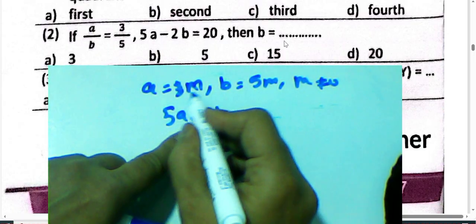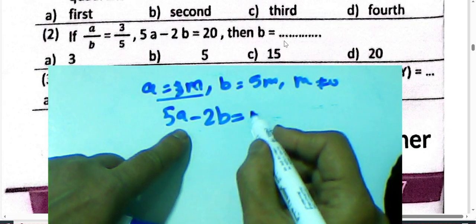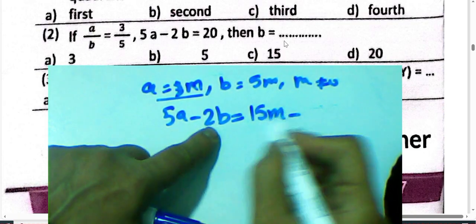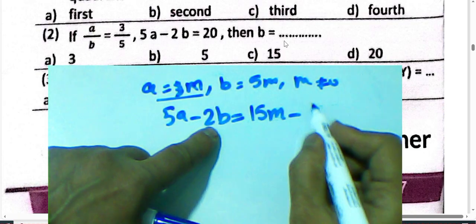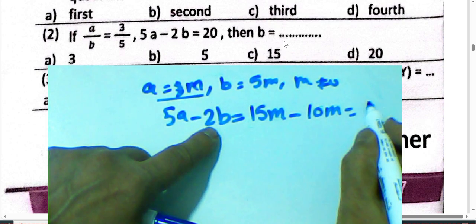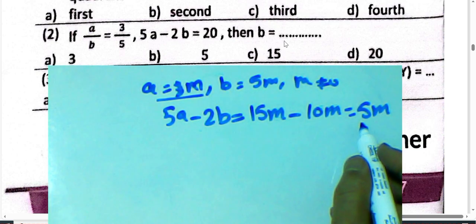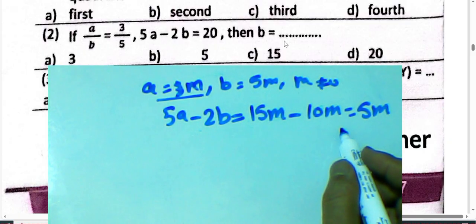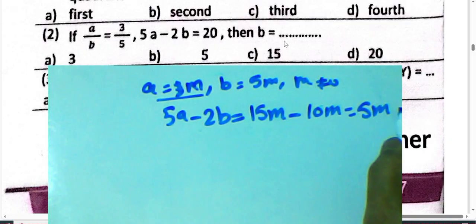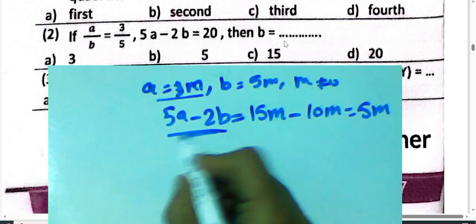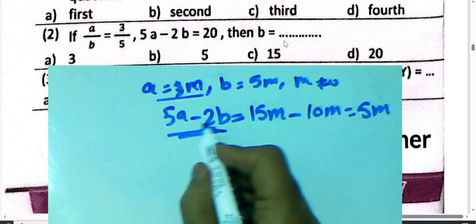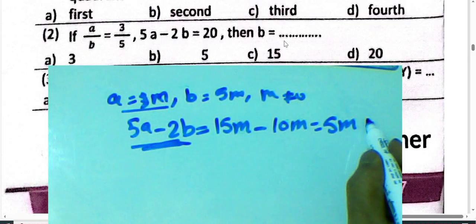5 product by a equals 3m. 5 times 3m equals 15m. Subtract by 2 times b. 2 times 5m, it will be 10m. We can find the difference between them together, it will be 5m. Okay, then he gives me the result was 20. Look at here, this expression was 20. 5a minus 2b equals 20, then 5m equals 20.